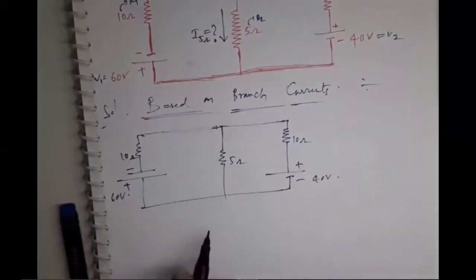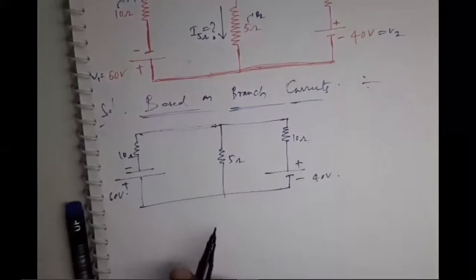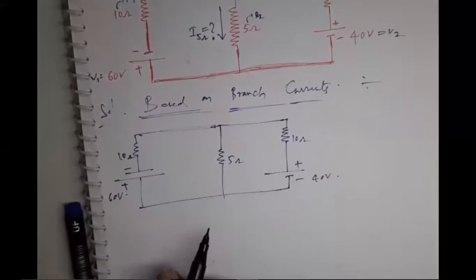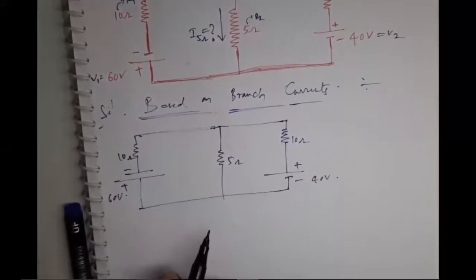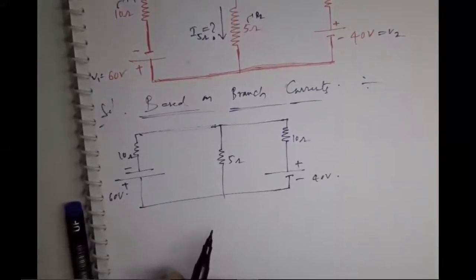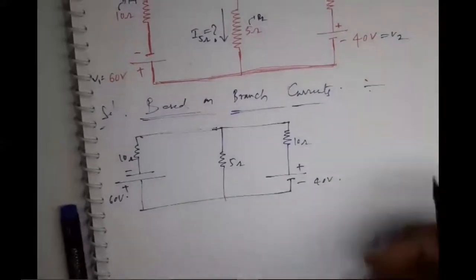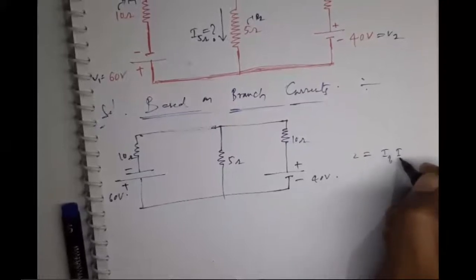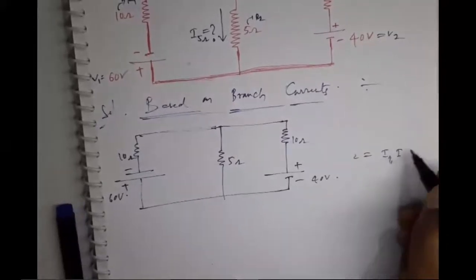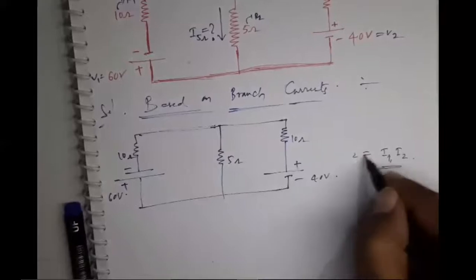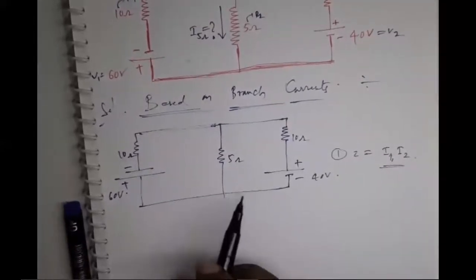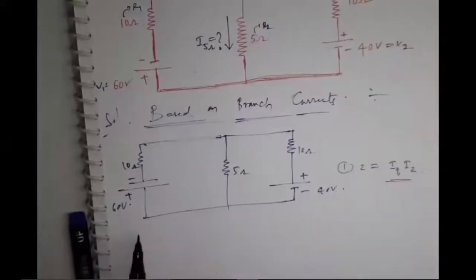First, as per rule number 1 of the branch currents method, we should assume currents for the loops. How many branch currents do we need to assume here? The number of loops is 2, so we should assume 2 currents only, I1 and I2. This is rule number 1. Let me assume and write those 2 currents.